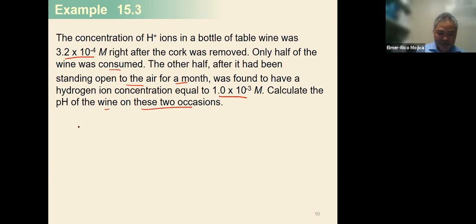So you have here pH equals negative log 3.2 times 10 to the negative 4. And the other one, you have pH equals negative log 1.0 times 10 to the negative 3. So what's the answer that you get?